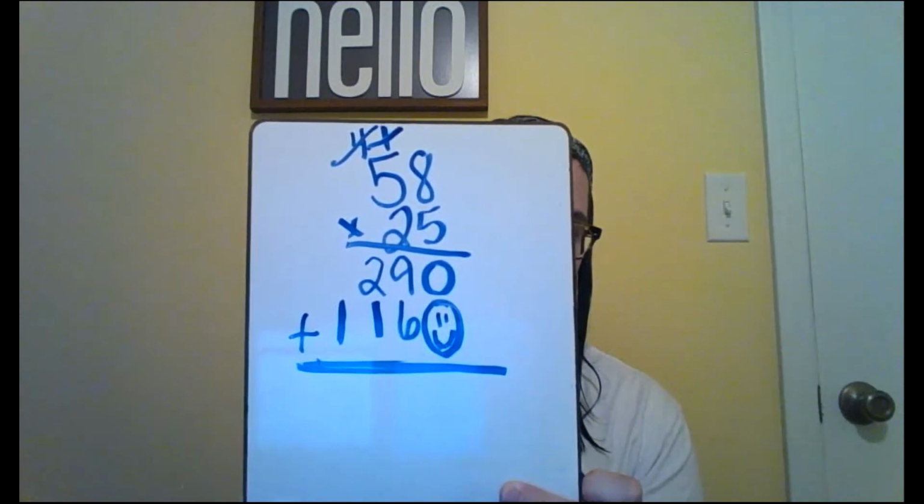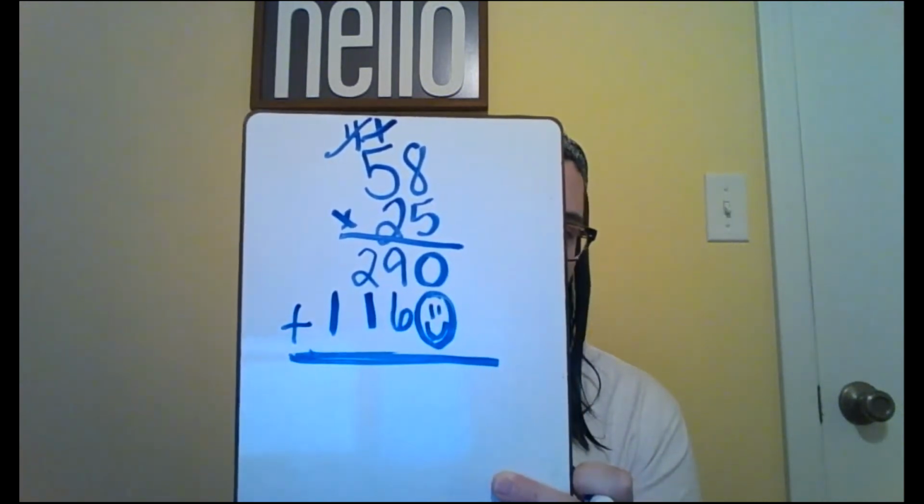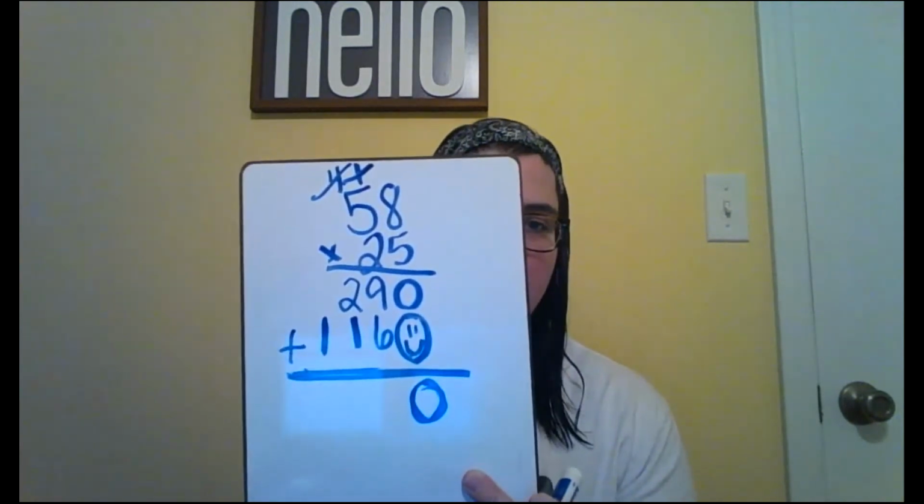We have to do 290 plus 1,160. So we add our zeros together. 0 plus a happy 0 is still 0. Okay, 9 plus 6. If you don't know what 9 plus 6 is, you can count on your fingers. 9, 10, 11, 12, 13, 14, 15. 9 plus 6 is 15. You can double check with Siri. Hey Siri, what is 9 plus 6? 9 plus 6 is 15.